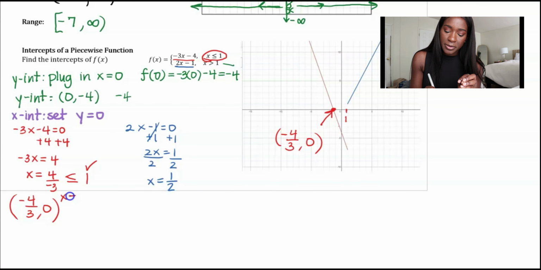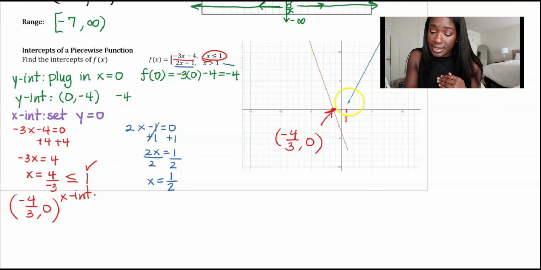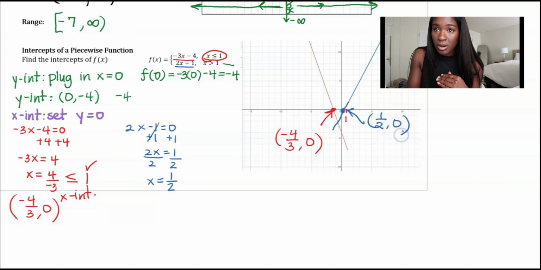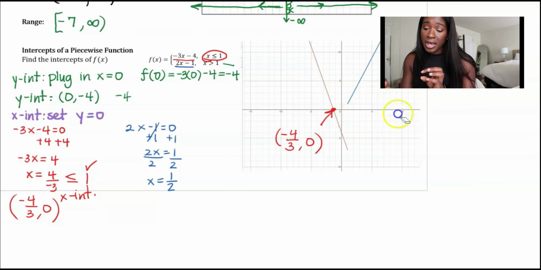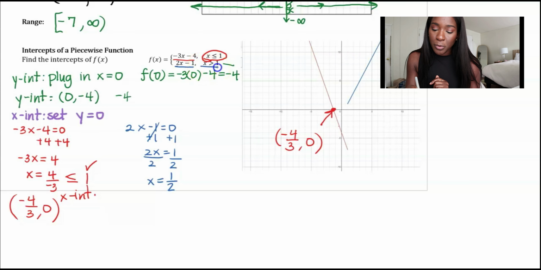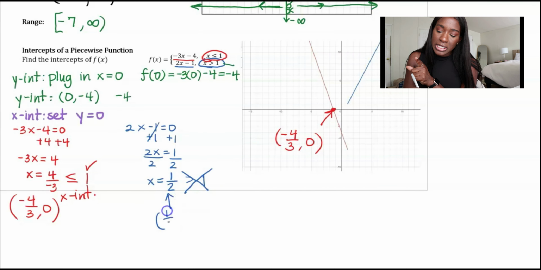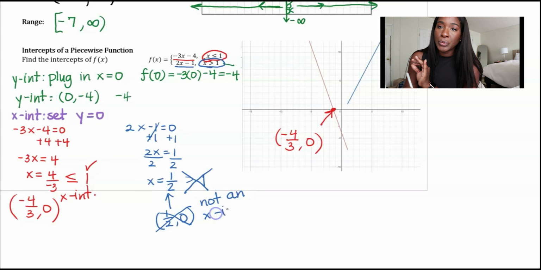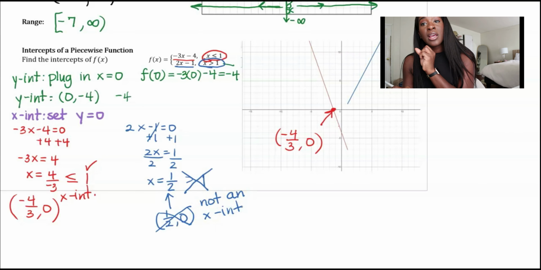Let's look at that blue value. Blue, we got a half. That means the blue line is going to hit the x-axis. If I extend that out, it'll hit the x-axis at the point (1/2, 0). But that wasn't on our graph, right? I drew that in. It wasn't on the graph because the blue piece only exists when x is bigger than 1. 1/2 is not bigger than 1. So that x value of 1/2 does not give us an x-intercept because it does not fit into the restriction for that blue piece. It doesn't exist, not on our function. And so that is how you find intercepts of a piecewise function algebraically.